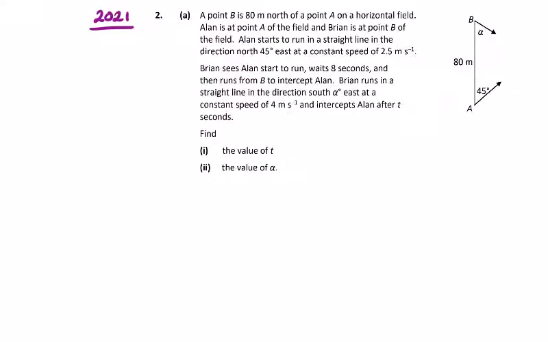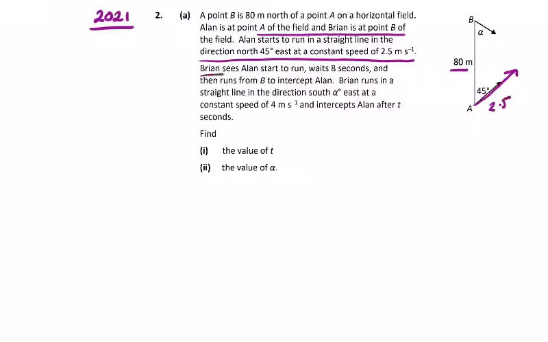2021 relative velocity question 2. A point B is 80 meters north of A, given in this diagram here. Brian starts to run. Alan is at a point A and Brian is at the point B, so we have our A and B, and Alan starts to run in a straight line in the direction north 45 degrees east. So our X and Y will be the same along this direction at a speed of 2.5.